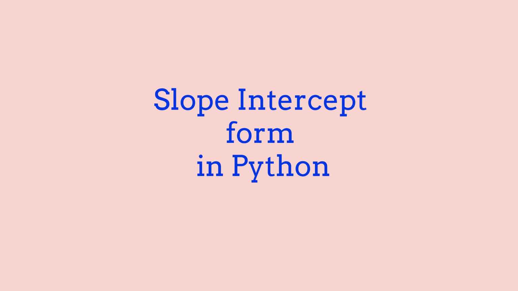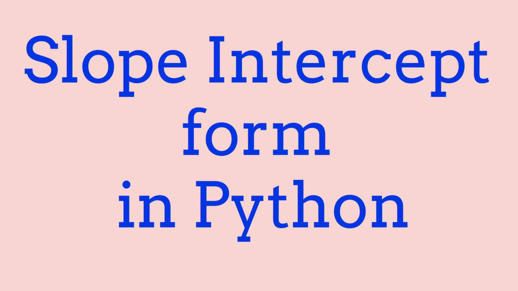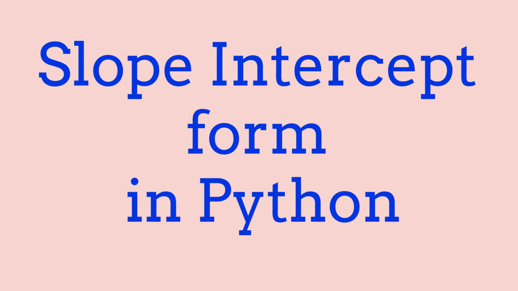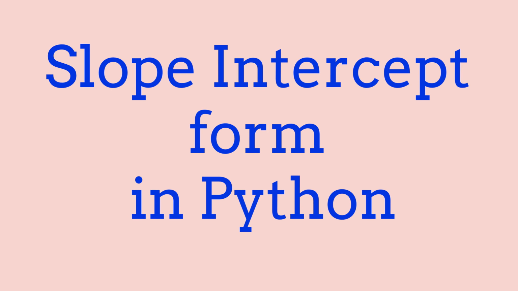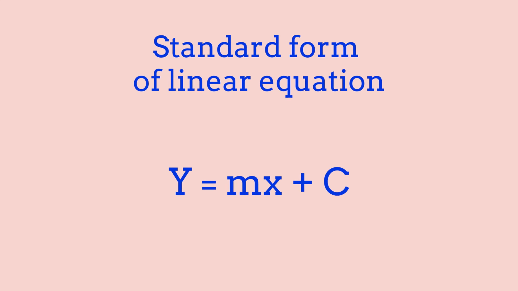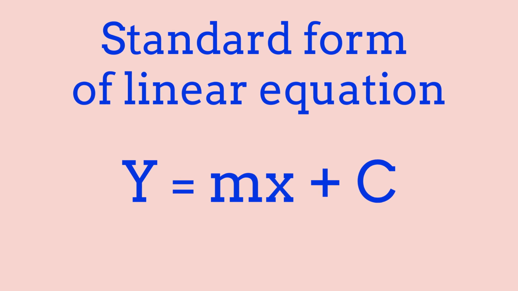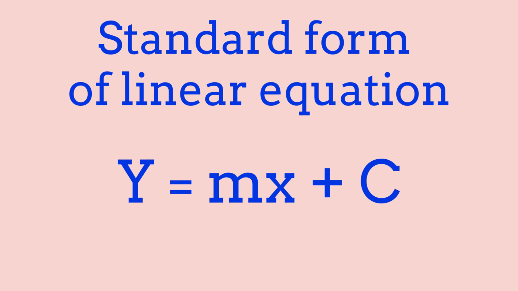In today's video, I'll be showing you guys how to plot the slope-intercept form in Python Matplotlib. In the last video, we talked about the standard form of linear equations and how to plot them. The form we went over last time was y equals mx plus c, where m is the slope and c is the intercept.